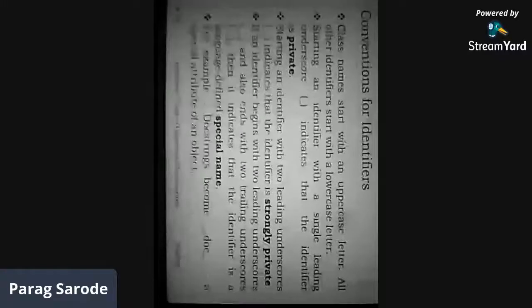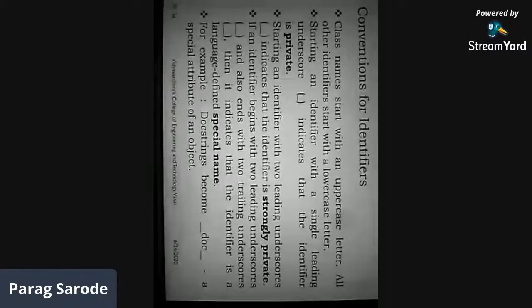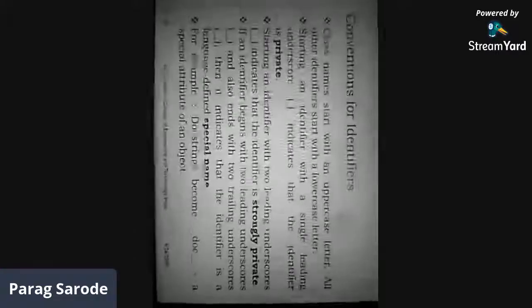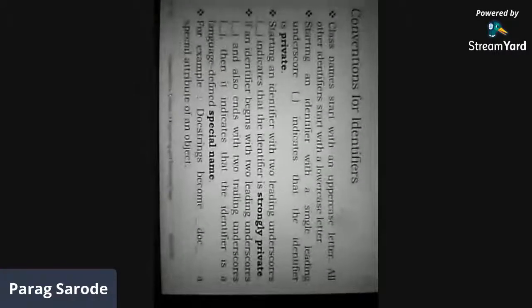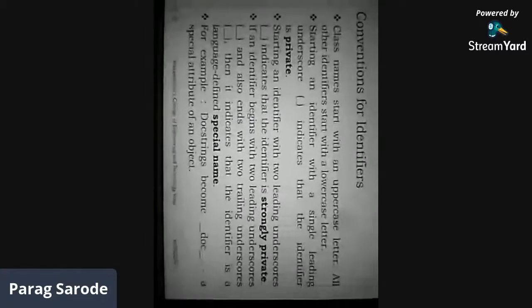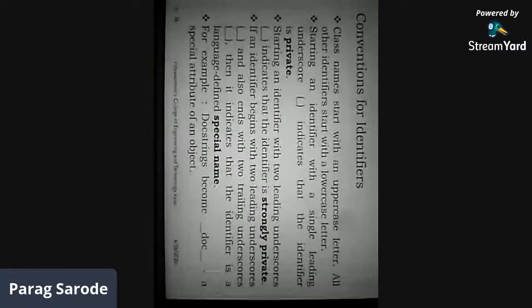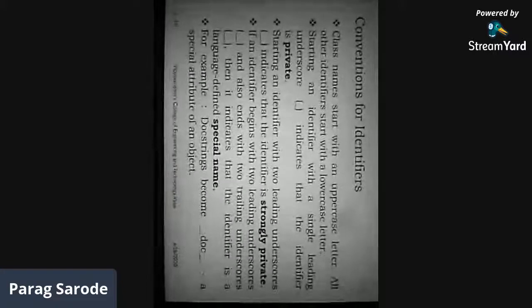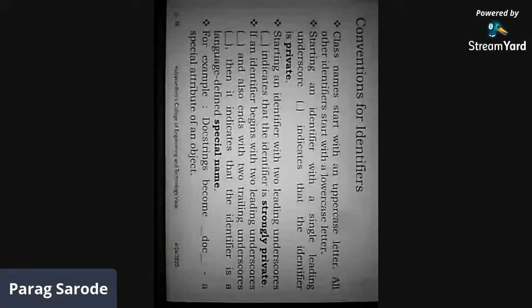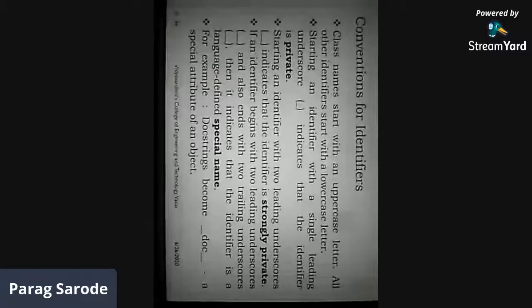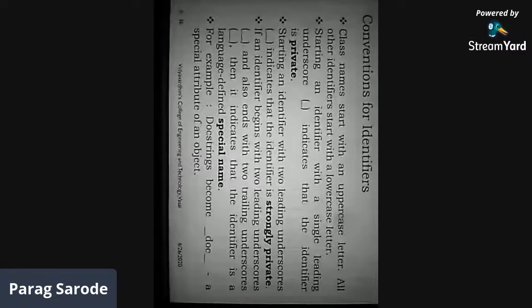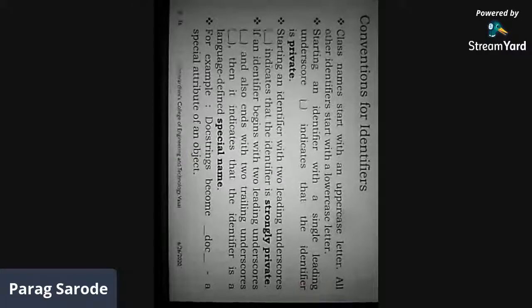Right? So starting an identifier with two leading underscores indicates that the identifier is strongly private. Now this is a special type of identifier which is supported in Python: double underscore at the start of the declaration of the variable. And if an identifier begins with two leading underscores and also ends with two trailing underscores, then it indicates a special name.